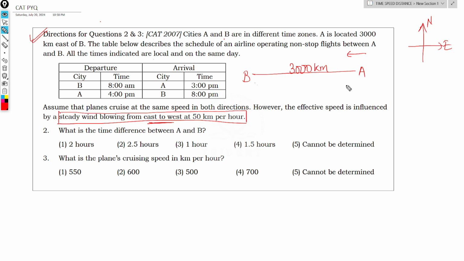Obviously this is a question of boats and streams now, and if you have realized, the question is becoming a little difficult because of the different time zones. So first of all, let's understand what the time zones are. The plane departs from city B at 8 a.m., reaches A and comes back to city B at 8 p.m. Now realize 8 a.m. and 8 p.m. are the local timings of the city or the plane in city B itself.